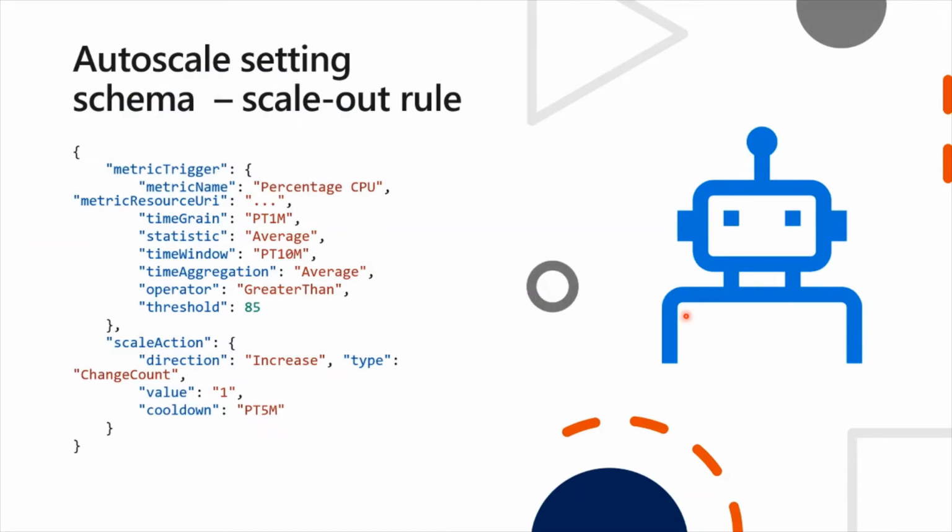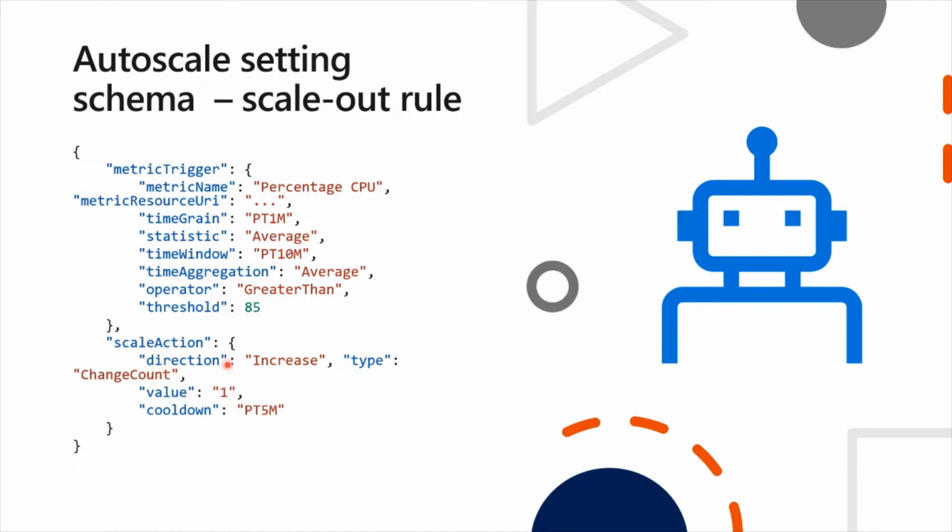Autoscale settings schema, scale out rules. Here we have an example. This autoscale setting has two metric rules in this profile, one for scale out and one for scale in. The scale out rule is triggered when the virtual machine scale set's average percentage CPU metric is greater than 85% for the past 10 minutes. So you see here the metric name percentage CPU, metric resource URI, time grain, statistic average, time window of 10 minutes, time aggregation average, operator greater than, threshold 85. And when it's greater than that, then scale out.